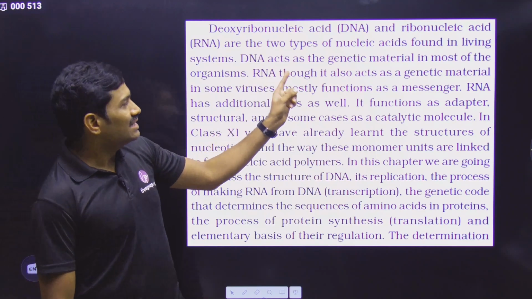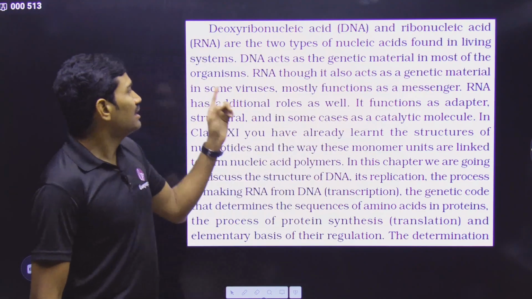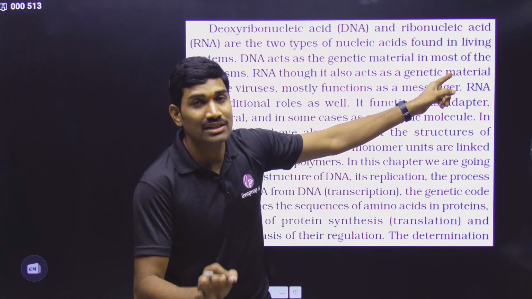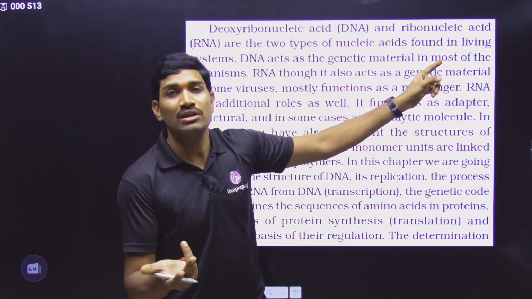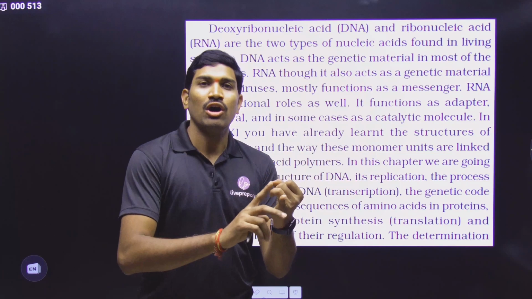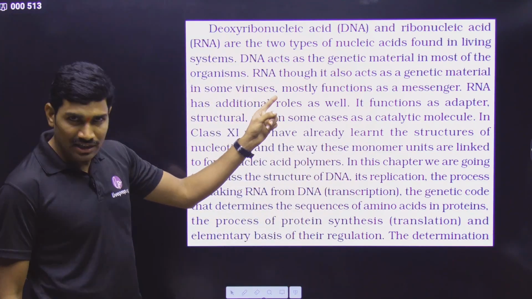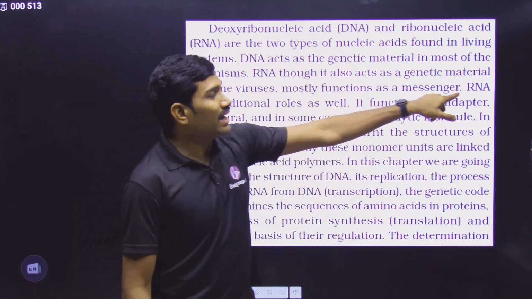Next one. DNA acts as the genetic material in most of the organisms, the majority of the organisms. What is this most or majority? It includes all 5 kingdoms and some viruses. Clear. Next one. RNA, though, also acts as genetic material.